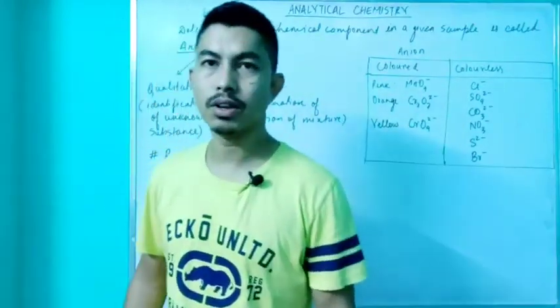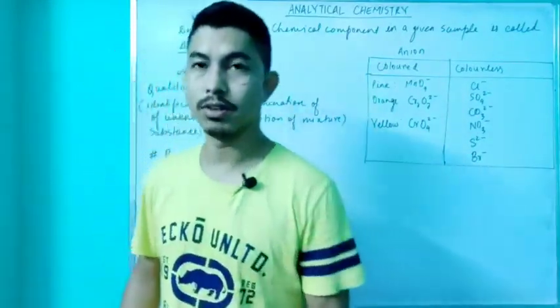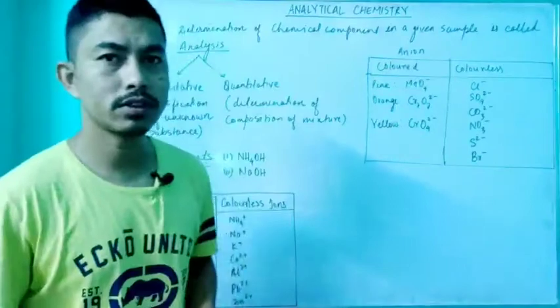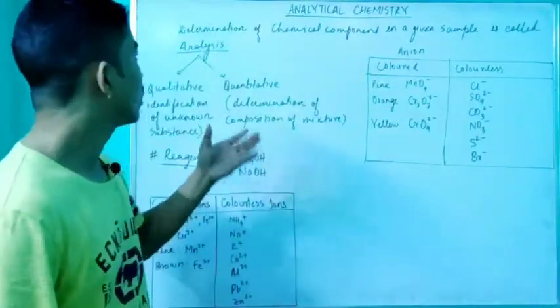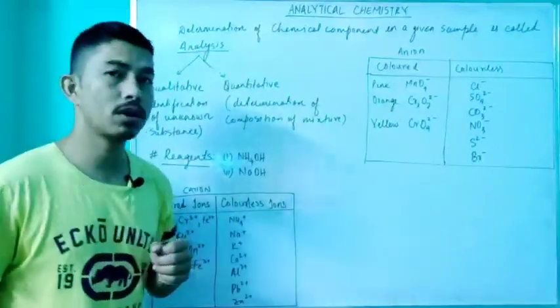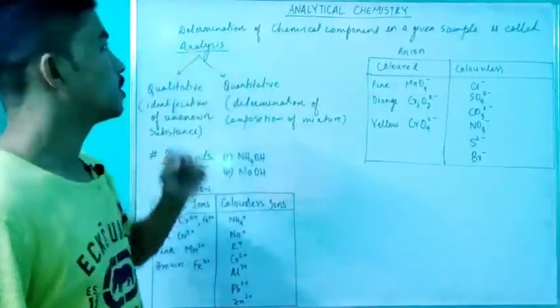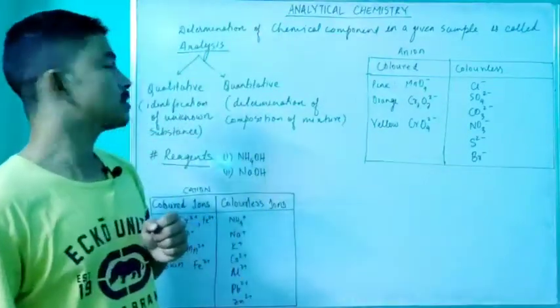Today we will be beginning a new chapter of your chemistry textbook, that is analytical chemistry, and this is the shortest chapter in your textbook as well. In this chapter we will learn about the analysis of a given sample. Now what does the word analysis mean? The determination of chemical components in a given sample is known as analysis.